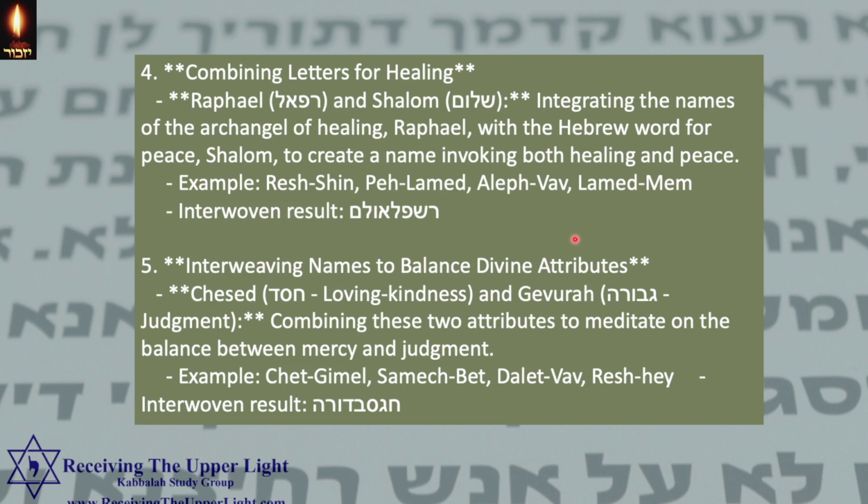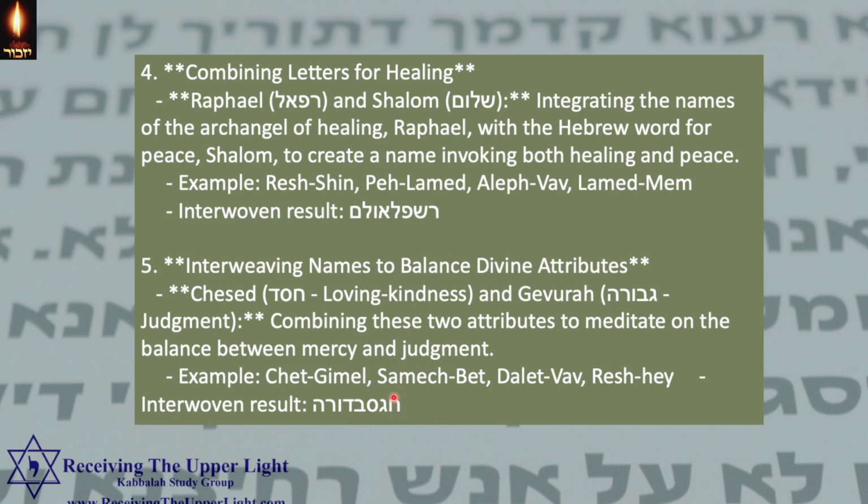We can combine these names, and this is something to keep in mind, because some of these names, like in the case of Chesed and Geburah, Chesed only has 3 letters, yet Geburah has 5 letters. So how do we actually combine or put together these names in a way that makes sense, right? So in here, what we're doing is we're combining the attributes of mercy and judgment to meditate on them.